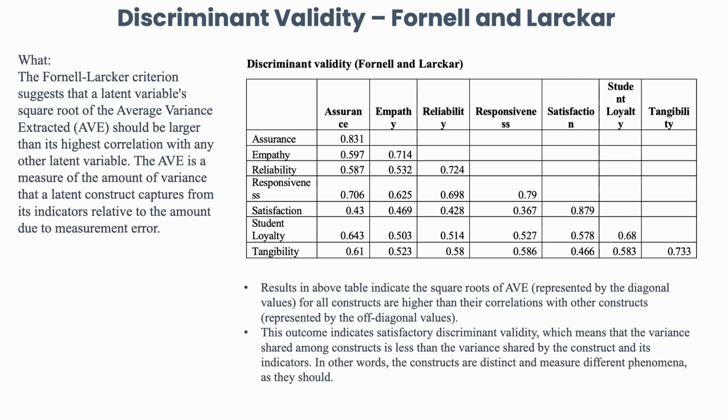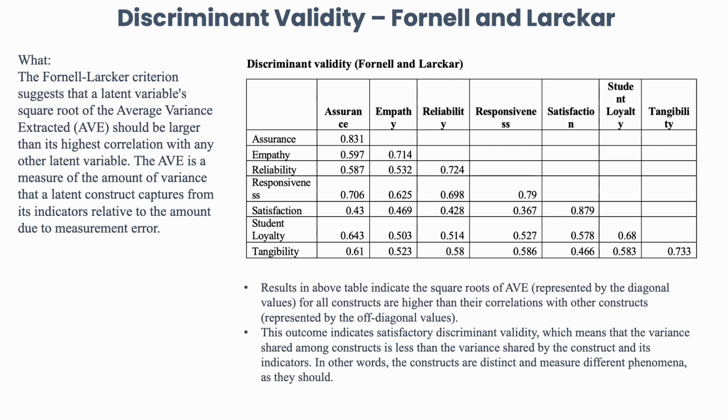Now, the AVE is a measure of the amount of variance that a latent construct captures from its indicators relative to the amount due to measurement error. The square root of AVE provides an estimate of the shared variance between the construct and its measure. In correlation matrices, following the Fornell-Larcker criterion, we would see that the numbers on the diagonal, representing each construct's correlation with itself, are all larger than the numbers below them, representing the correlation between different constructs. This indicates proper discriminant validity.